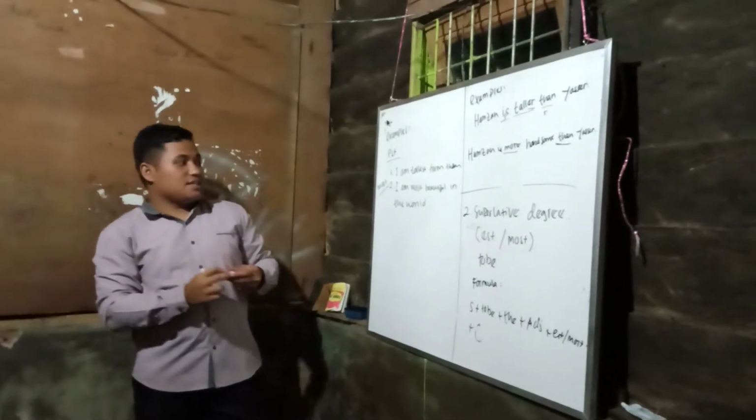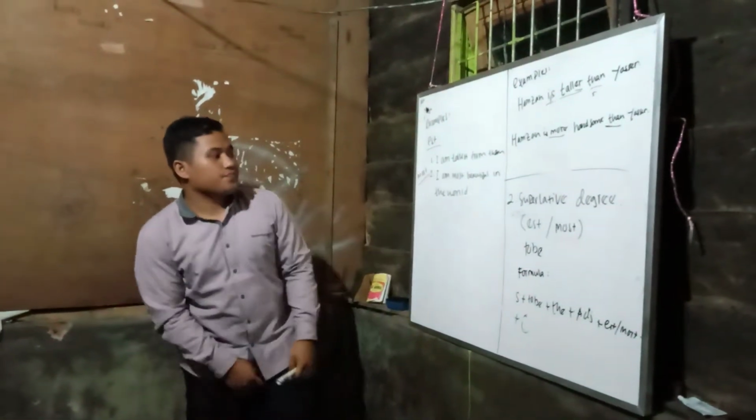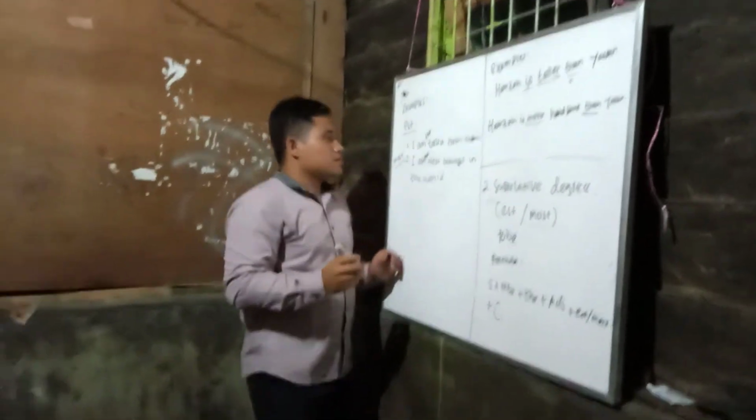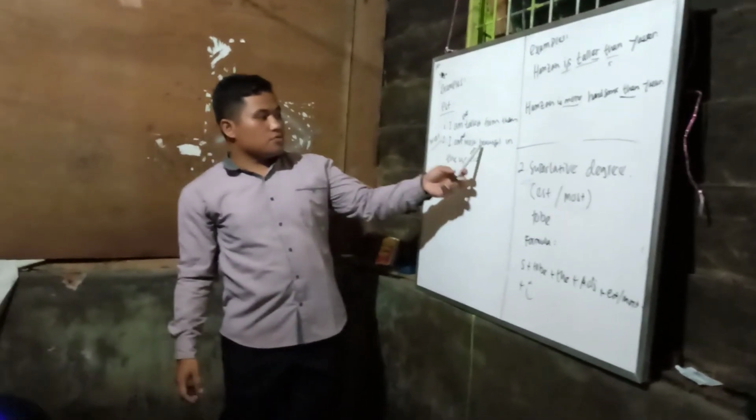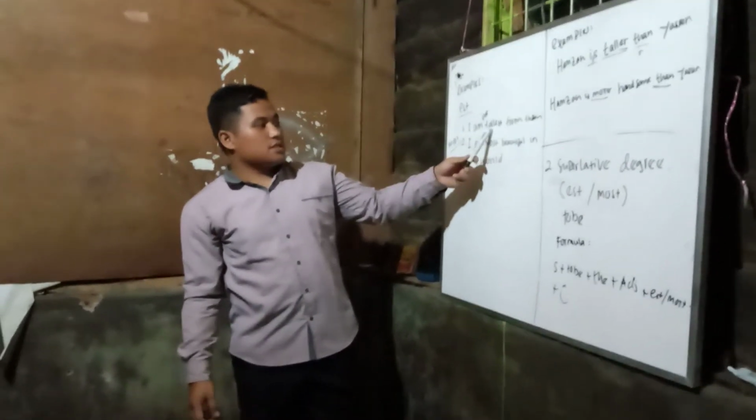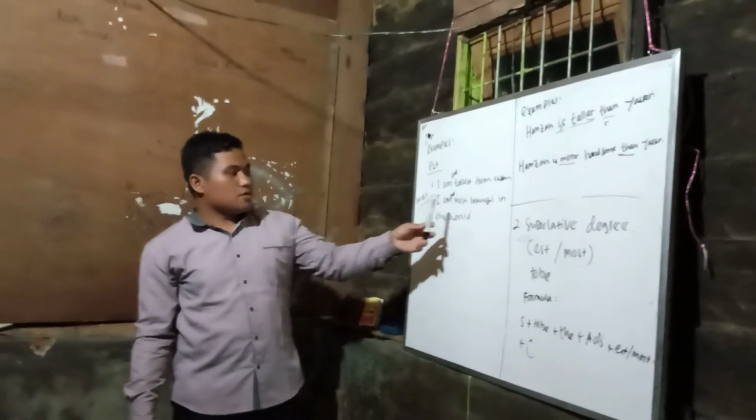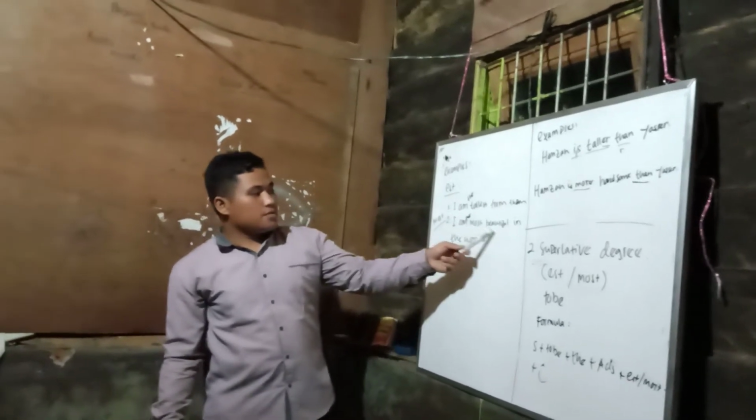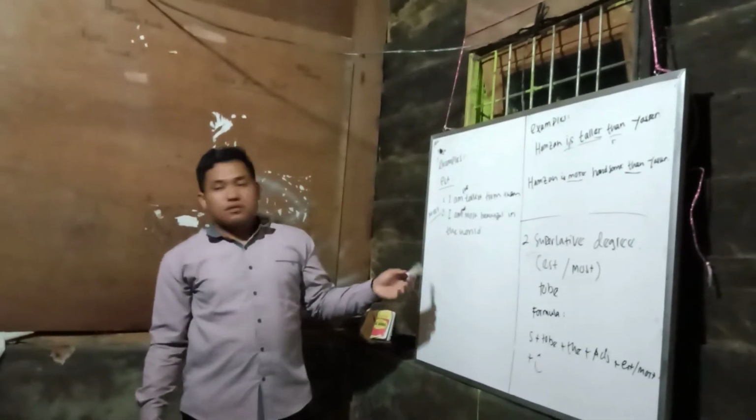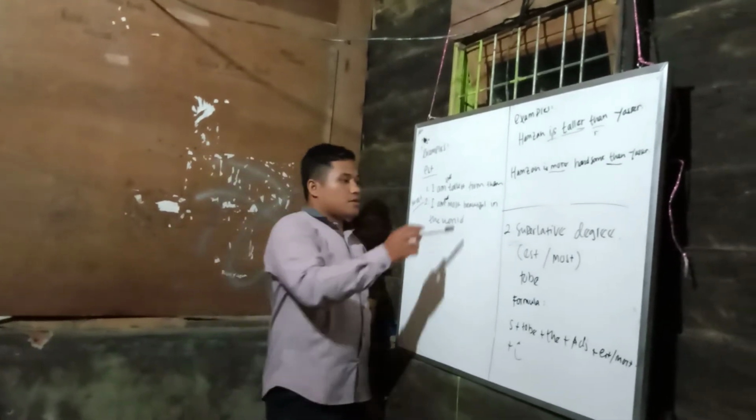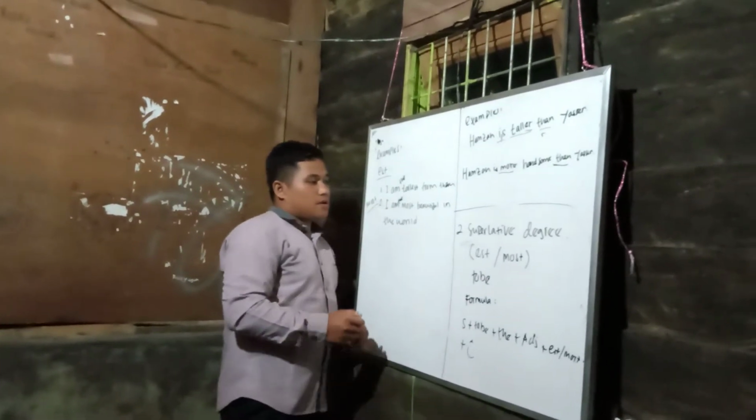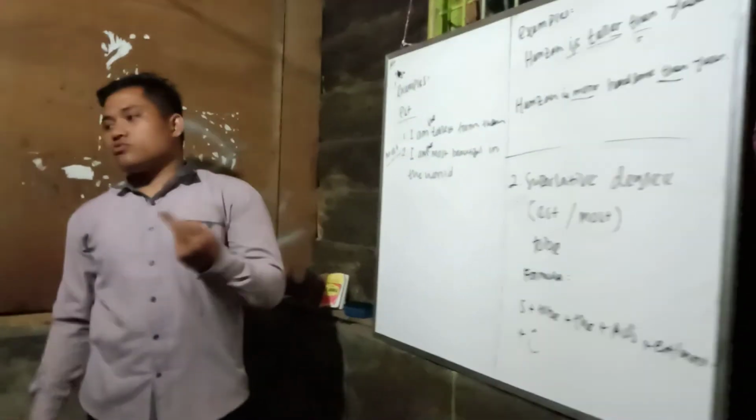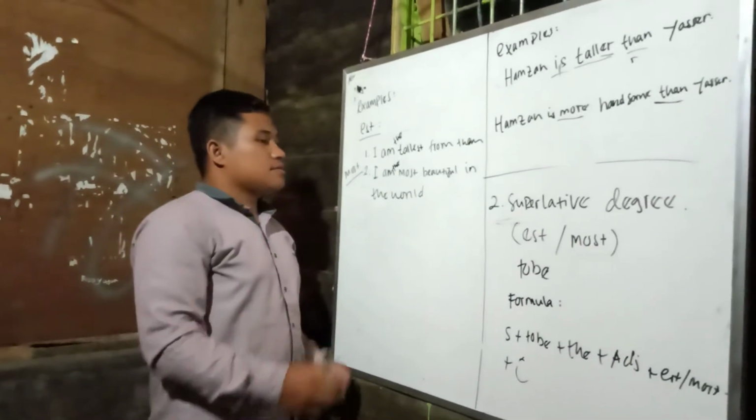Okay, can you see the difference? Yes. See, this is for two syllables or more, and this is for one syllable. This is for -est and most is for two syllables. Like the same example, I am the most beautiful in the world. Most, because beautiful has two syllables.